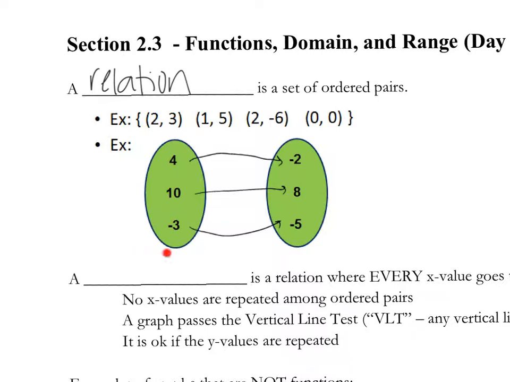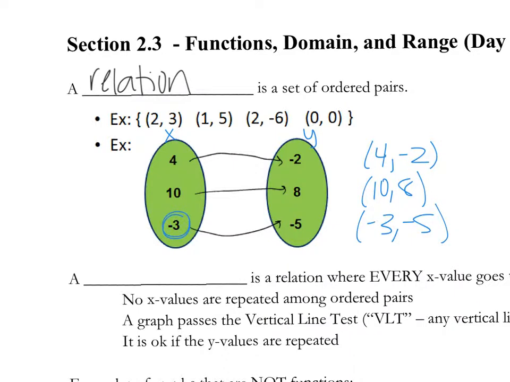A new way of looking at it is like this. These are all of your x values, and they're going to a specific y value like this. So you can think about this as your x values and this is your y values. And you can turn these into ordered pairs. That's what they mean: 10, 8, and -3, -5. That's because each specific x value is going to a specific y value, and so you can turn it into an ordered pair like that. Just a new way of writing ordered pairs that you need to be familiar with.